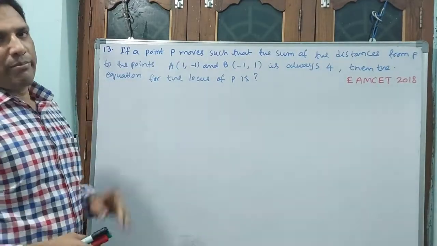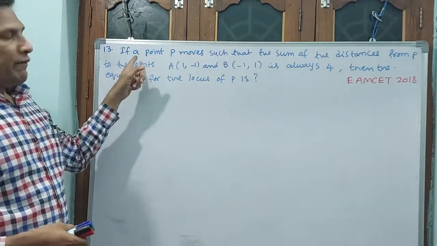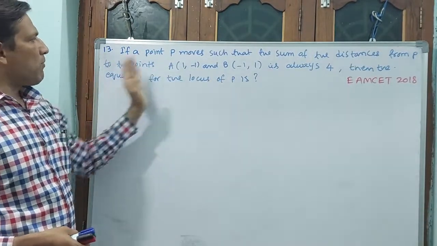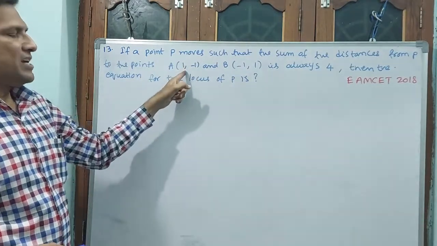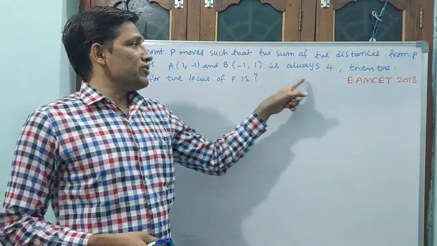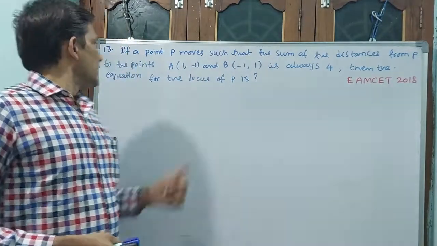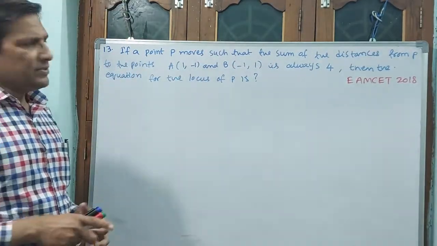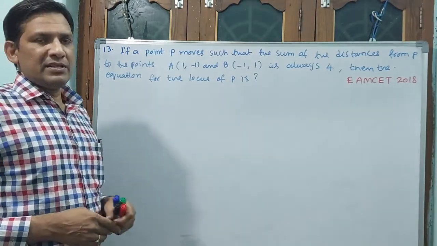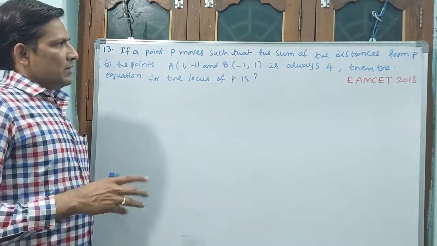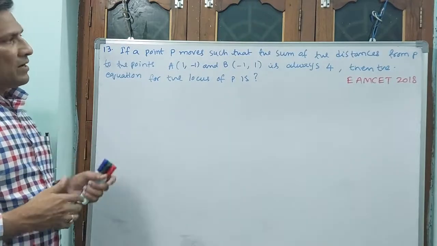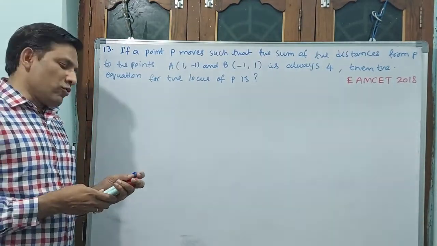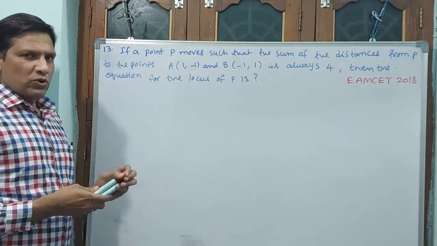See question number 13. If a point P moves such that the sum of the distances from P to the points A and B, where A is (1, -1) and B is (-1, 1), is always 4, then the equation for the locus of point P. This is like the earlier question only. This type of model is going to come a little bit extra in this locus, so we will do 2 or 3 more questions like this.